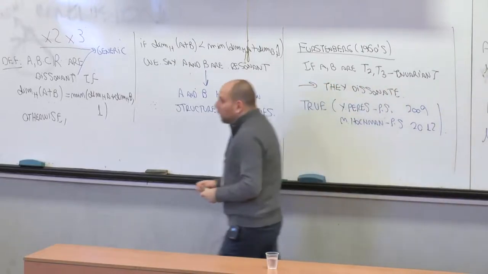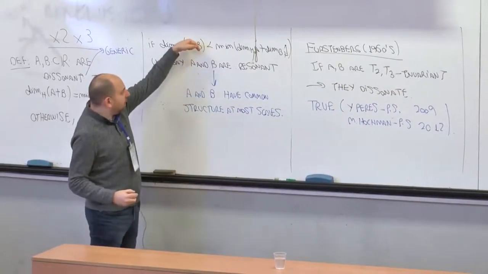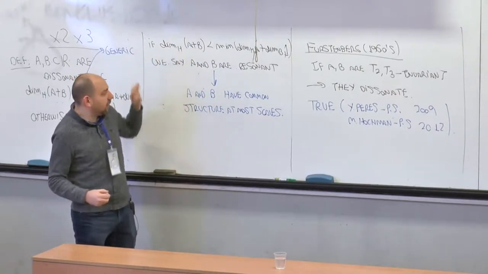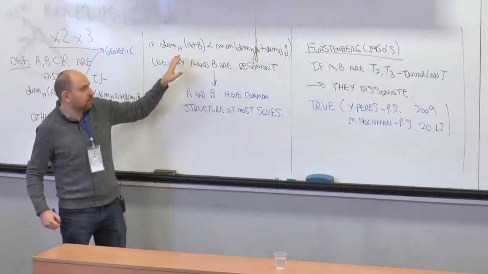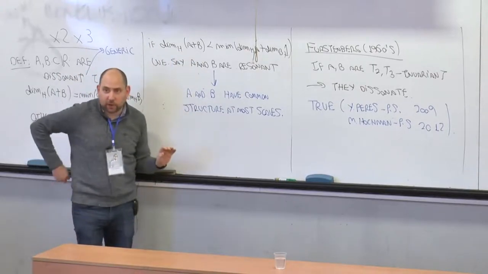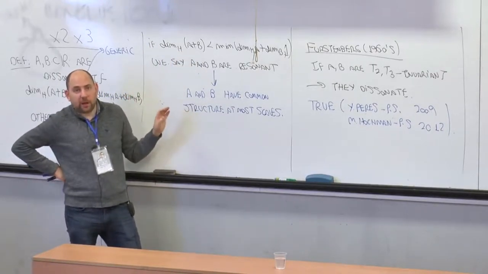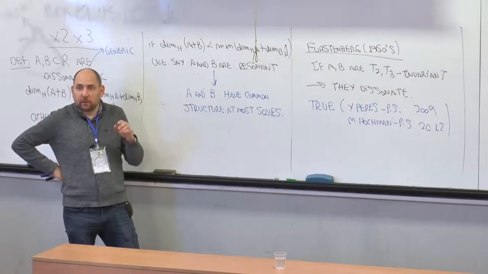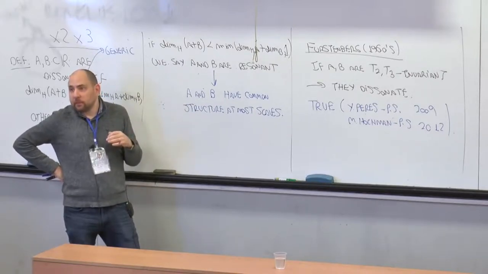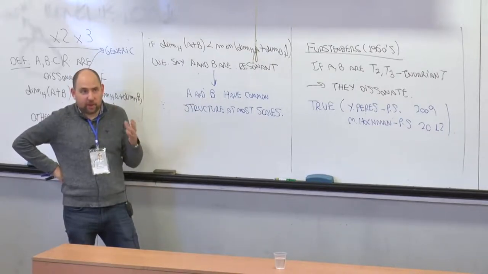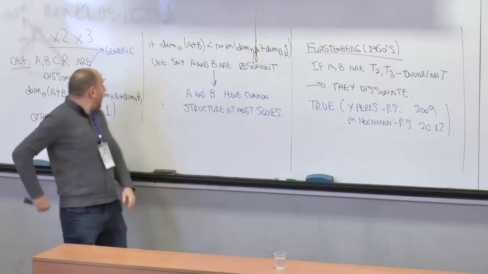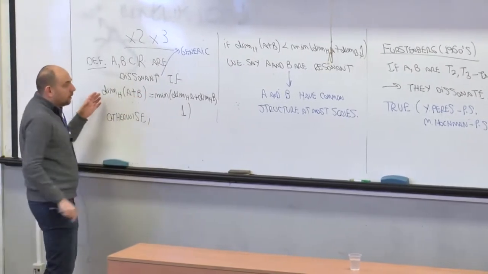Okay, but here, you see that I only drew the arrow going backwards. So I said, if they are resonant, then, well, I said it wrong. But now I'm saying it right. If they are resonant, then they have a lot of common structure. But this is definitely not an if and only if. It's really very far from if and only if. So for example, most sets dissonate with themselves. So in general, the dimension of A plus A is twice the dimension of A, or 1. The 1 is here because these are subsets of R.